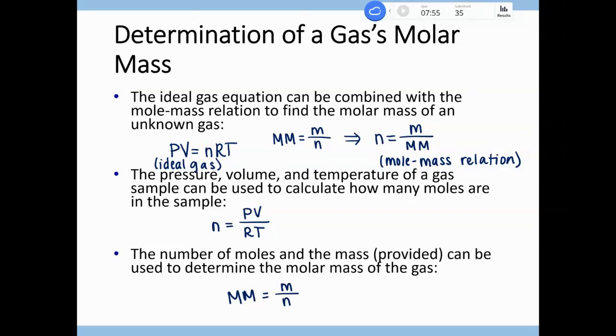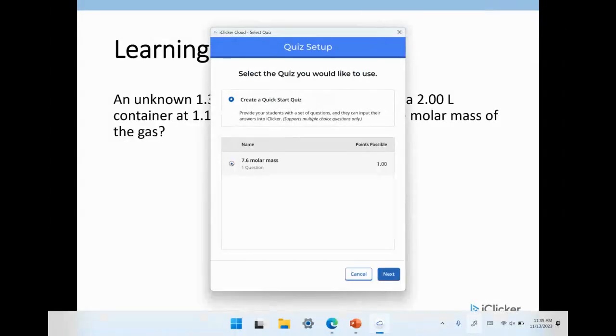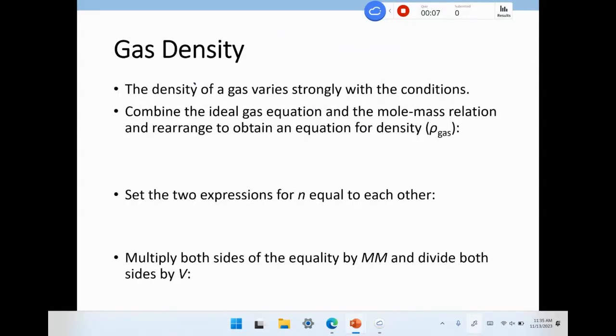So we'll use all of this in the next learning check. This one, similar to your second iClicker, there is a question about this problem, but it's not the final answer for this problem. So we have an unknown gas, but look, we know the mass, 1.387.